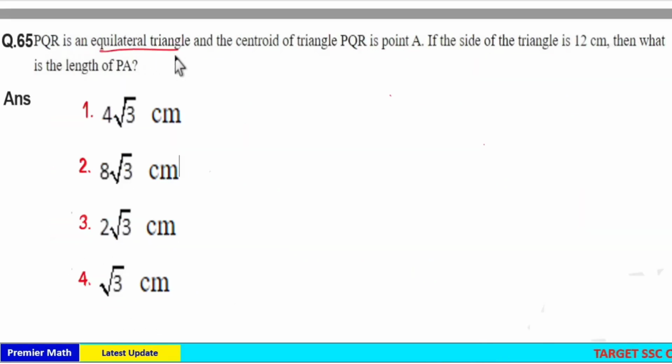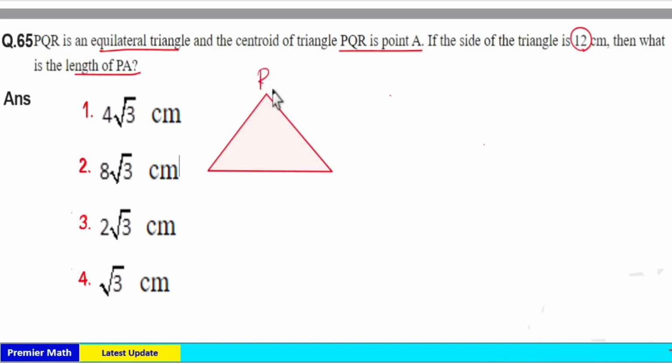PQR is an equilateral triangle and the centroid of triangle PQR is point A. If the side of the triangle is 12 cm, then what is the length of PA? Here, this is an equilateral triangle PQR. Now this is the centroid A. And you can see this is the height of the equilateral triangle.